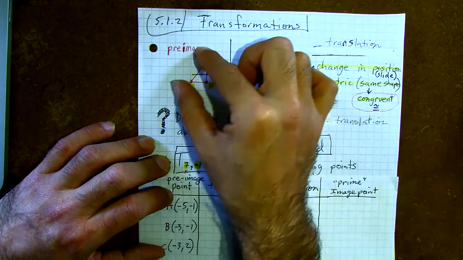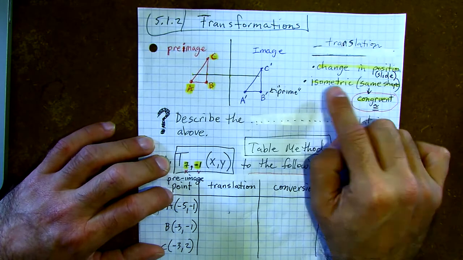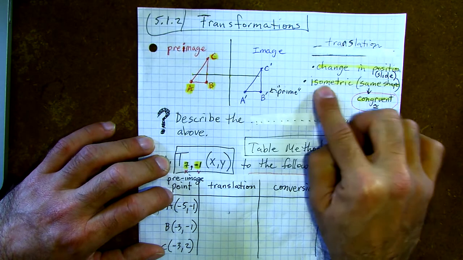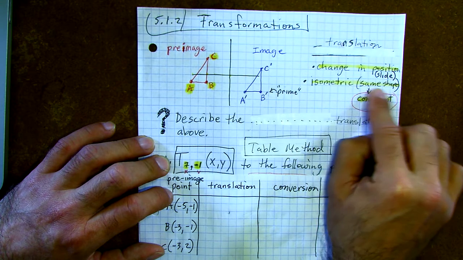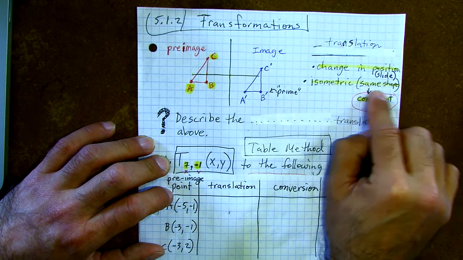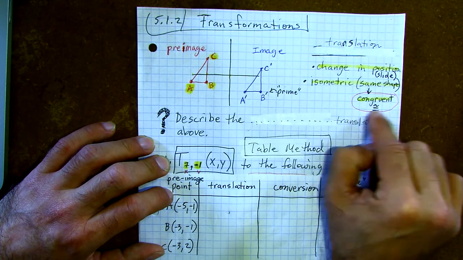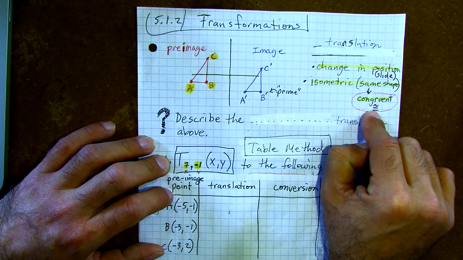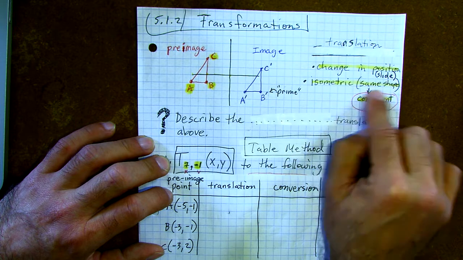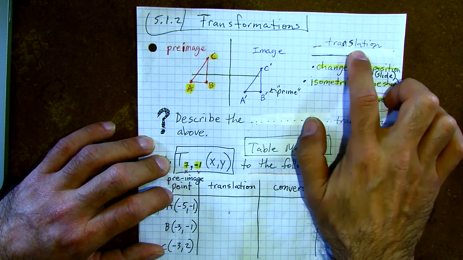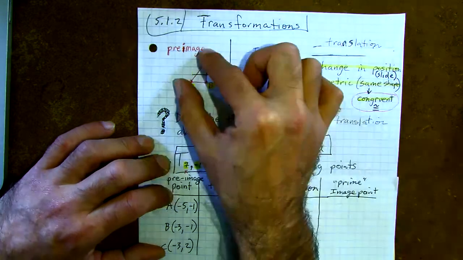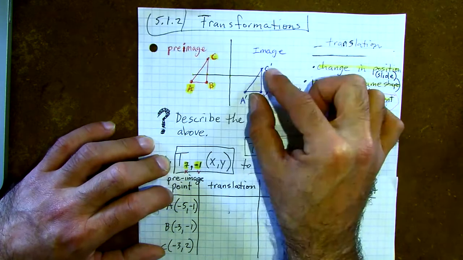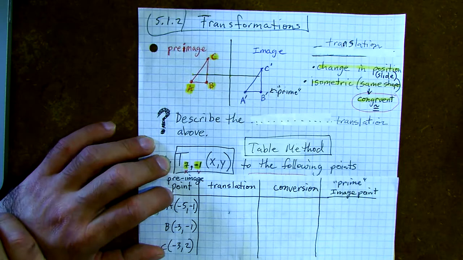It slides to another position, and it's isometric. That's kind of a new word for folks, but isometric just means the same shape. And we're going to keep talking about same shape, and there's another special word we learned that's called congruent, and we'll talk about that more and more. It's not hugely important right now, but just know that when we're talking about translations, it's isometric, it's the same shape, it's just moved, it's just slid over to another position.